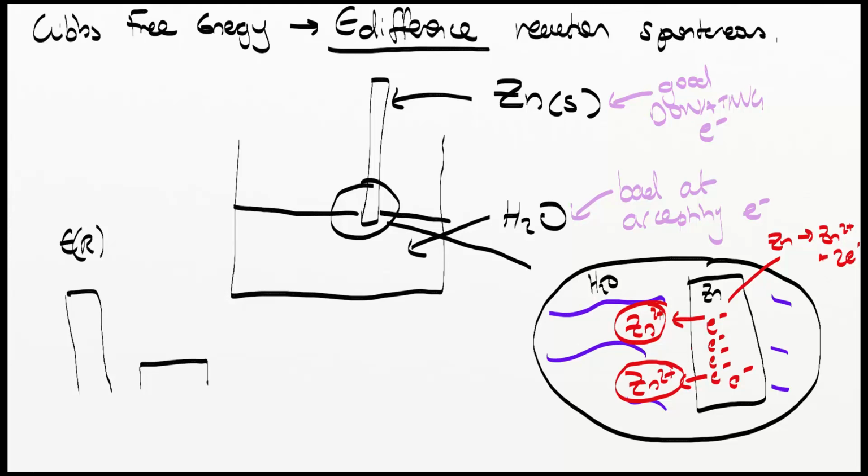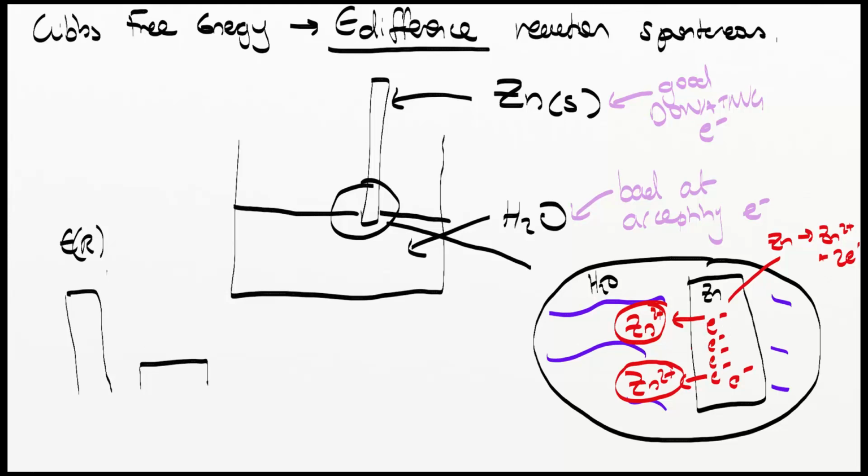The zinc 2 plus ions go into the solution, but the electrons cannot be carried by water. They can only be carried by a solid metal. So the electrons stay in the zinc, and there's a buildup of negative charge in the zinc there.